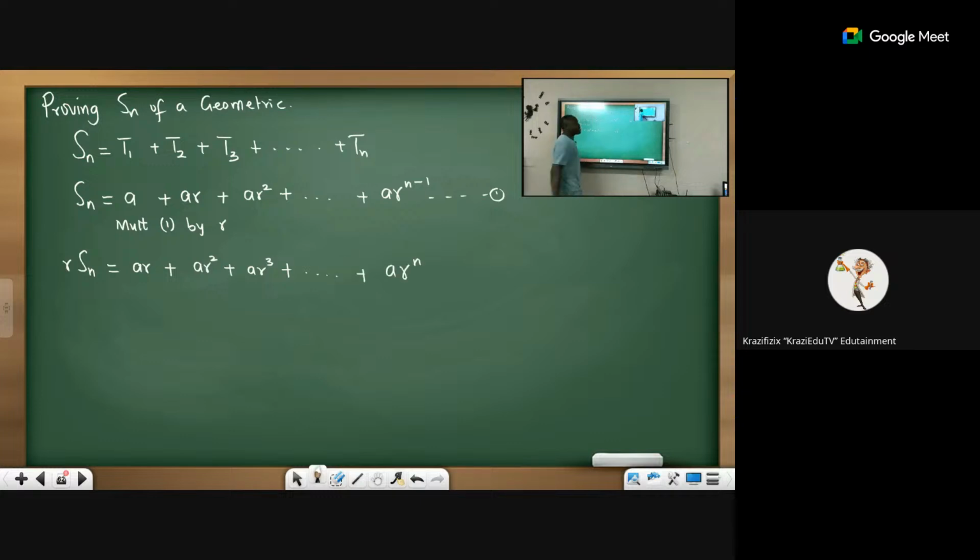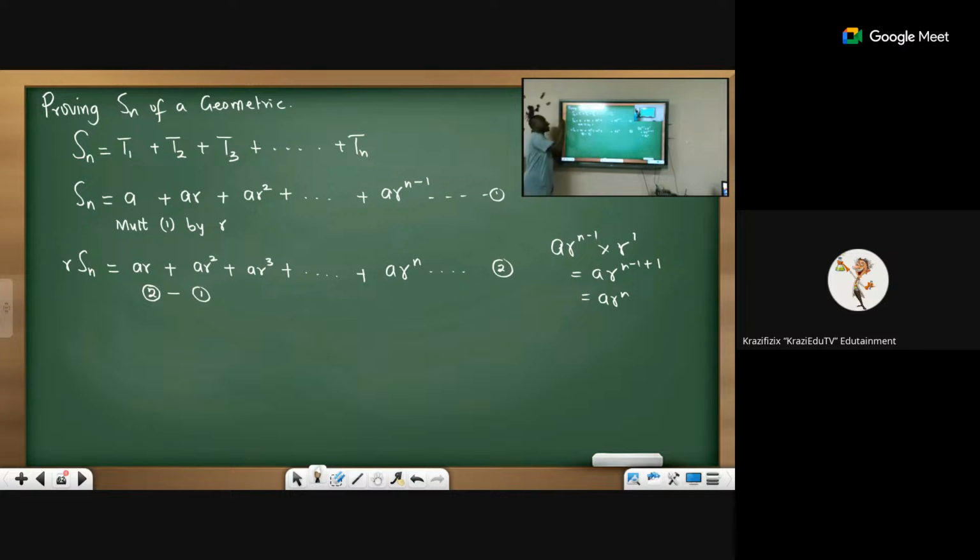AR to the power what? N. I don't know if that makes sense. Laws of exponents. Check this. Multiplied by what? R to the power 1. Keep the base and add the exponent. So this forms my equation what? 2. Please don't write yet. Equation 2. Now, next instruction would be equation 2 minus equation 1.